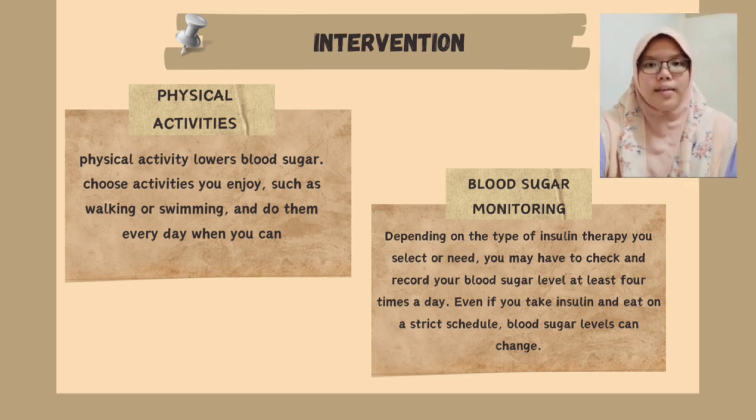The last one is to monitor your blood sugar levels. Depending on the type of insulin therapy you select or need, you may have to check and record your blood sugar levels at least 4 times a day. Even if you take insulin or eat on a tight schedule, blood sugar levels still can change. You will learn how your blood sugar level changes in response to food, activity, illness, medication, stress, hormonal changes, and alcohol.